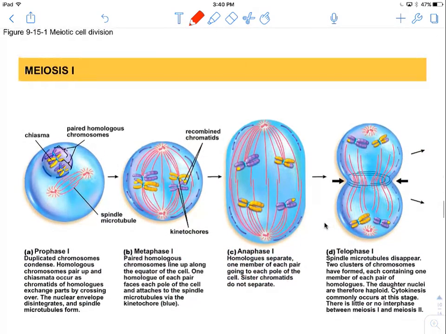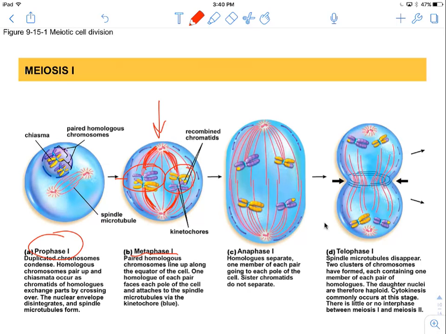So if you look here, we have our prophase I. Again, all of our prophase stuff is happening. But I want to draw your attention here to metaphase I, where you see, again, our homologous pairs are lined up at the metaphase plate, and each half of the pair is attached to a different pole.